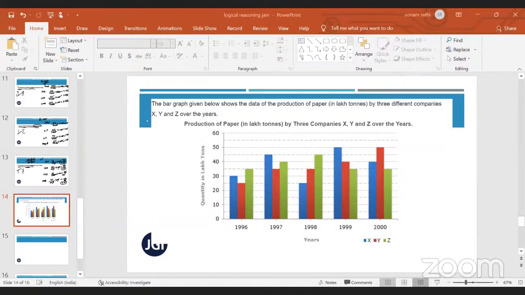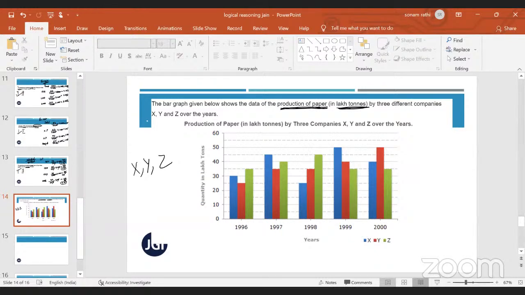The bar graph given below shows the data of production of paper. Let's say these three companies X, Y, and Z produce paper. What do they produce? Production of paper in lakh ton. All these numbers will be in lakh tons, and this is their production.